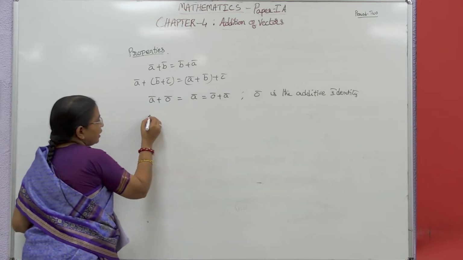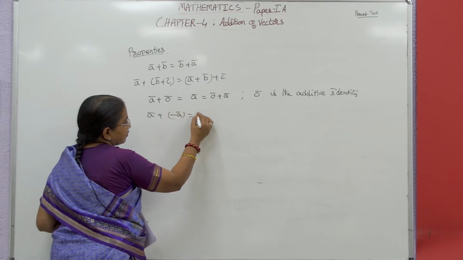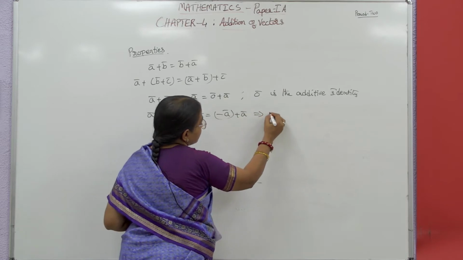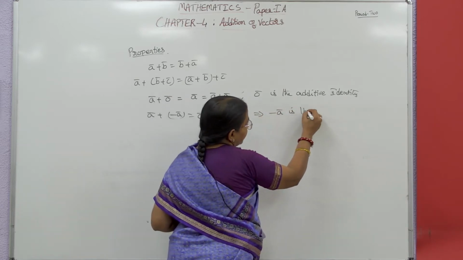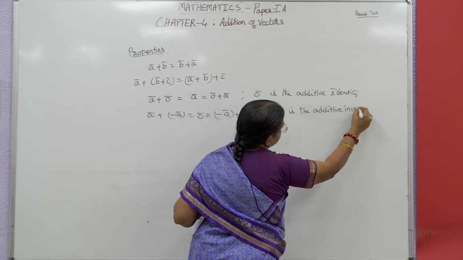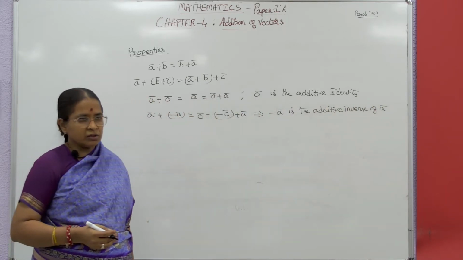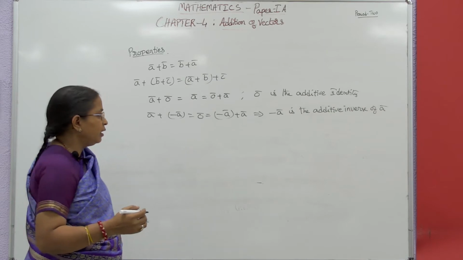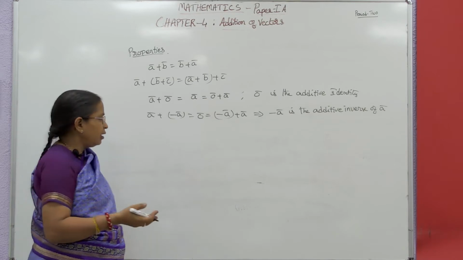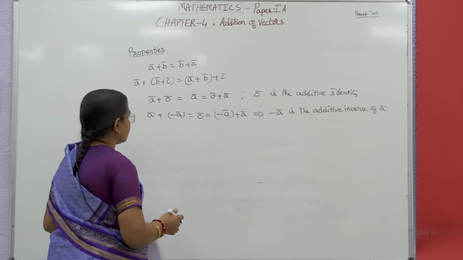Now, for any vector A, if you add minus A, you will get the zero vector. So minus A plus A is zero. That means minus A is the additive inverse of the vector A. You have similar things in real numbers also. In real numbers, the additive inverse of 2 is minus 2. In the same way, in vectors also, the additive inverse of A is minus A.